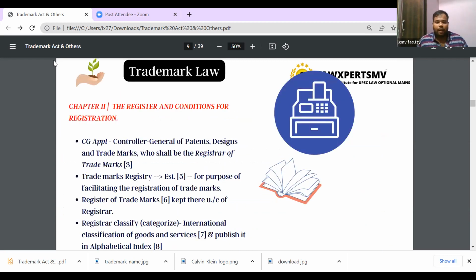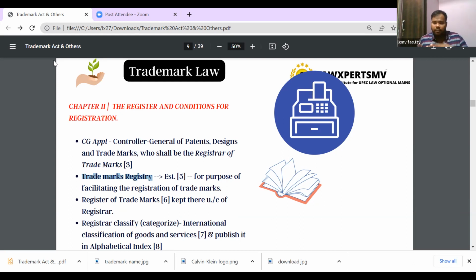Yes, we'll go to Chapter 2 of the Trademark Act. Firstly, in the Trademark Act, you have the registrar. This particular registrar will be appointed by the central government under Section 3 of the Trademark Act. The registrar will sit in a place known as the trademark registry, which is established under Section 5. This registry will facilitate the registration of trademarks, very simple.